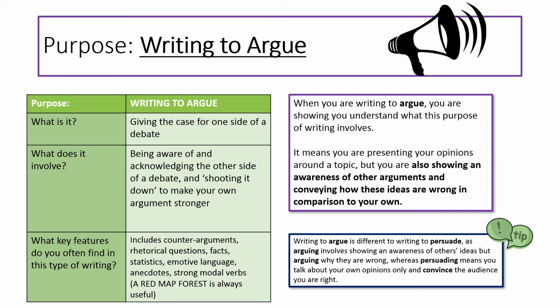So remember, with writing to argue, you are presenting your opinions around a topic, but you are also aware that other arguments to yours exist. You're acknowledging those, but then you are shooting those down and you are kind of dissing those arguments so that your opinion seems to be the one that is strongest, okay?